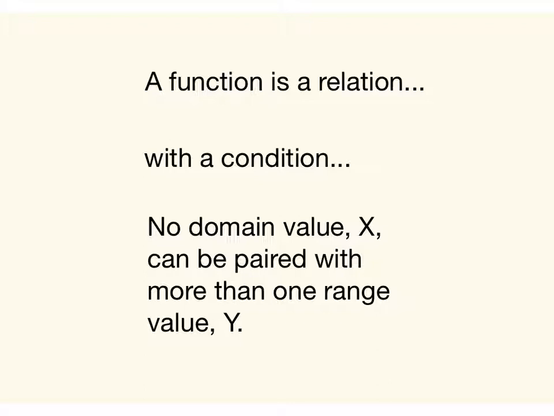Now, you may have been presented several definitions of a function in your life, or what seem to be different definitions, but the main pieces of the definition is that at its heart, a function is a relation. It is a set of ordered pairs, or something that creates ordered pairs, but we have a condition. And this condition is that no value of x, the domain value, can be paired with more than one range value or output value y.